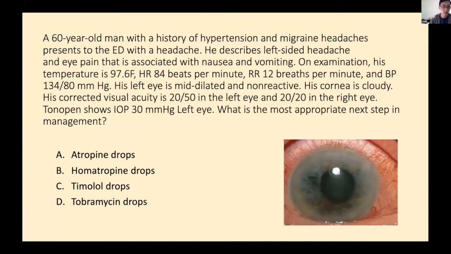So the correct answer is going to be C, timolol drops. This patient has acute angle closure glaucoma. Both A and B will cause constriction of the pupils, which can worsen the problem. D will cause dilation of the pupils because they're anticholinergics. And then tobramycin is an antibiotic. So C is the right answer.